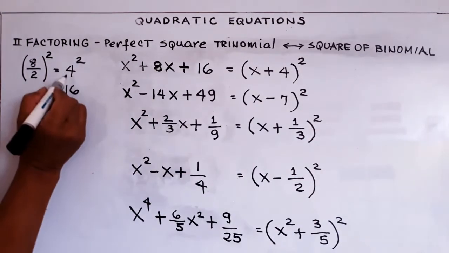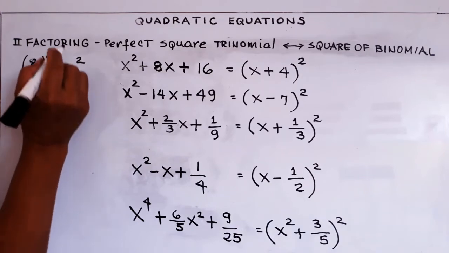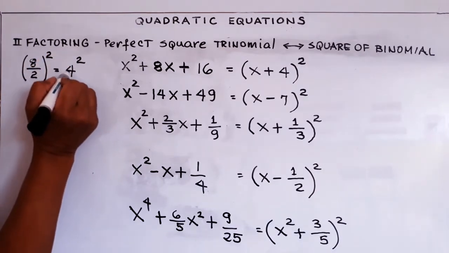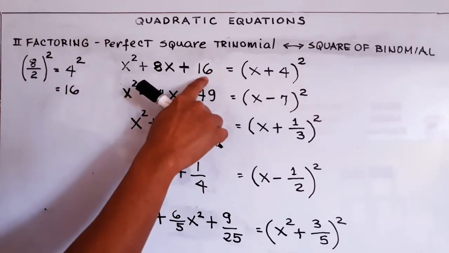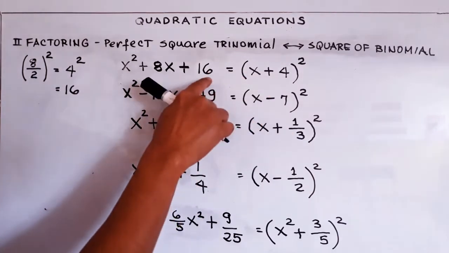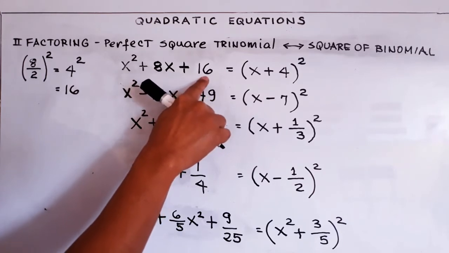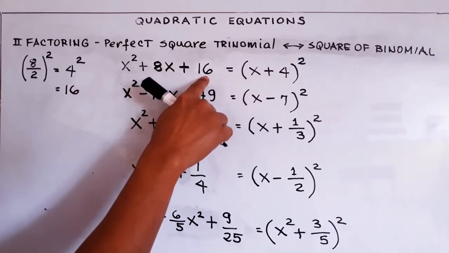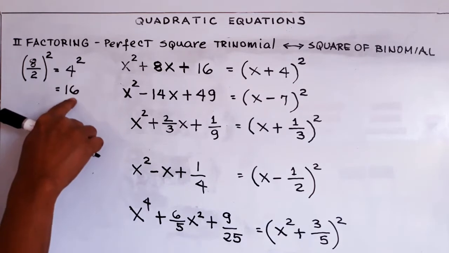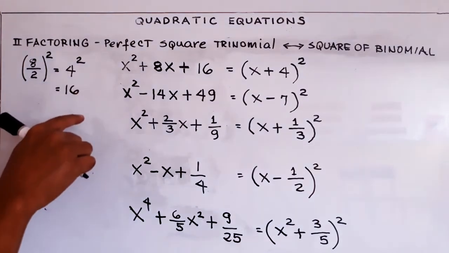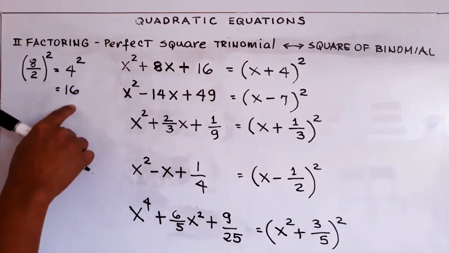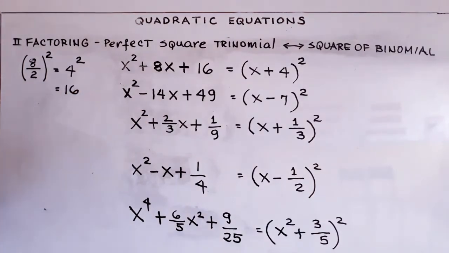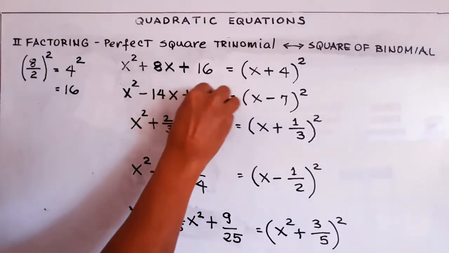Now, if your answer here is 8 because you just multiplied this one by 2, 4 times 2 is 8, then when you take the square root of this, you will find out that there is no exact square root of 8. So you know that there's something wrong: you multiplied by 2 instead of squaring it. Okay. Next, we have this one, so I'm just going to erase this one.